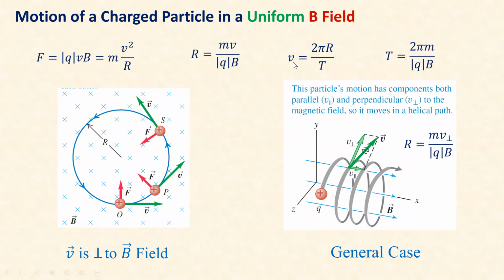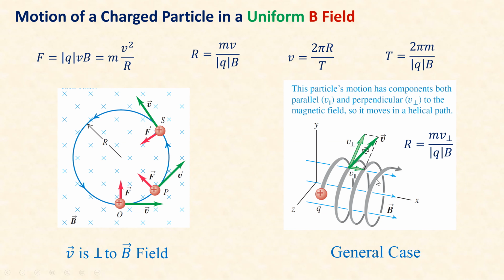And v, of course, is 2 pi r over T. T is the period. 2 pi r is the circumference. And therefore, T can be written as 2 pi m over qB. And if the particle is not going perpendicular to the magnetic field, it has a perpendicular component to the magnetic field and a parallel component.